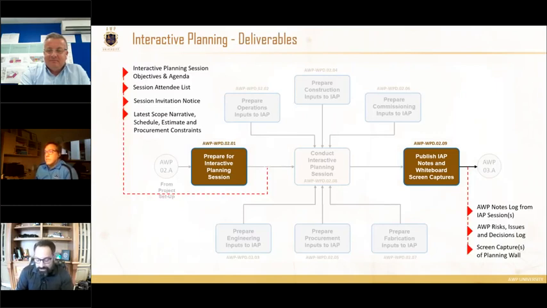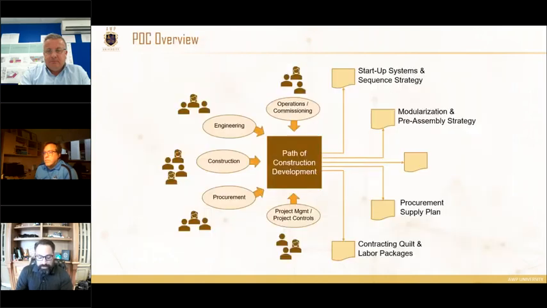Some of the main objectives coming from it are, as I've mentioned, bringing forward integration. Some of the typical outputs: AWP risks, issues, decision logs, and screen captures of the planning wall are often key. We've all been into planning sessions, either using software technology or the old school sticky notes on a wall. However you're going to do it, that's all part of those planning sessions, and bringing it forward to identify that scope is integral. That path of construction, bringing all the trades together, is really where things start for AWP after project definition, if you will.